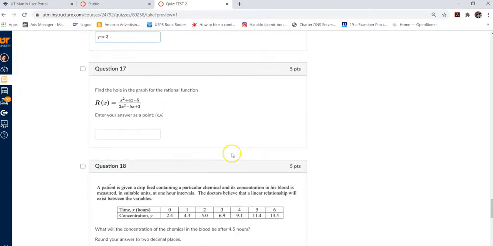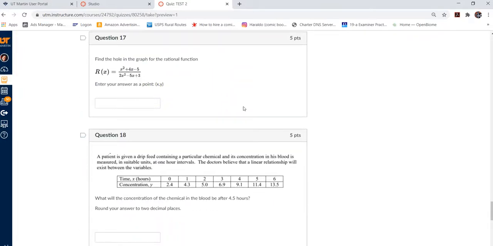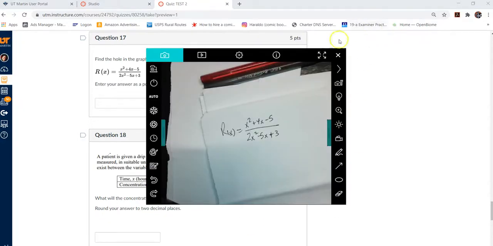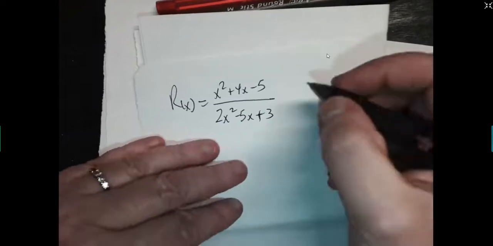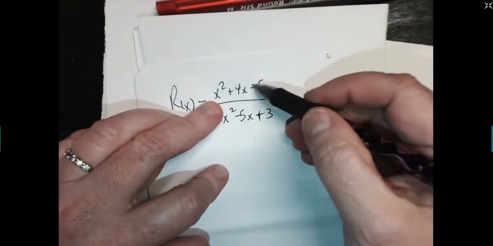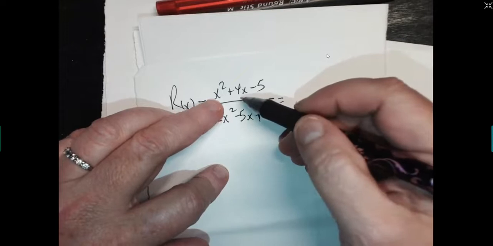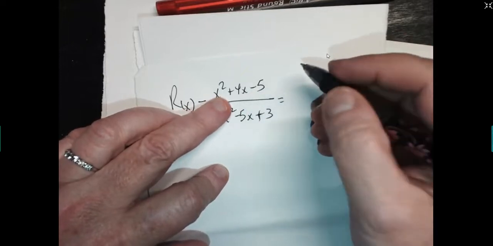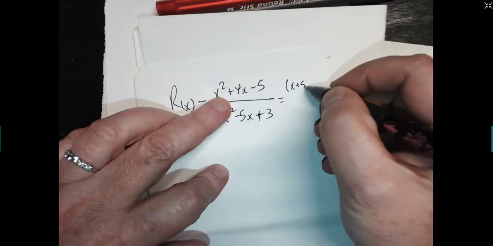Okay. Find the hole in the graph. All right, well, let's see if there is a hole. I've got x squared plus 4x minus 5, and then I have 2x squared minus 5x plus 3. Okay, I would like to factor those. The numerator will factor quite easily. Two numbers that multiply together to give me -5, but add up to give me +4. That will be +5 and -1.